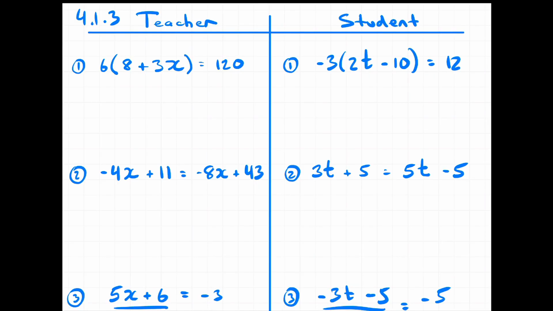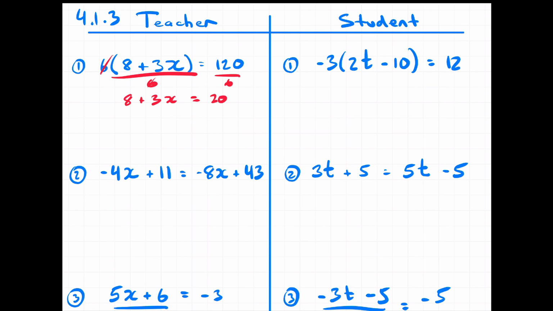Okay, like I said, in this lesson we're going to look at more complex equations. These are basically multi-step equations. So let's start off with number 1. You can see we've got 8 plus 3x inside the brackets, and we're multiplying that by 6. And we want to deal with that number that's outside of those brackets first, and because it's 6 times that bracket, we're going to divide both sides by 6. Cancel our 6's, and now we're left with 8 plus 3x equals 20.